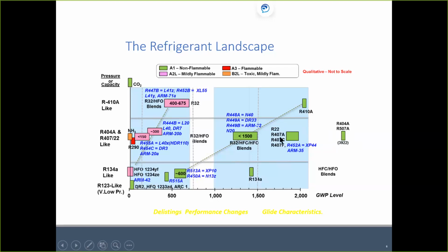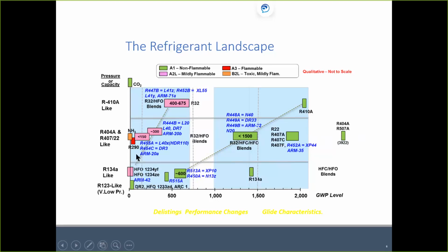This chart is not to scale. It's very qualitative. If it was to scale, this 404A would be way off the screen here, okay? So I'm going to quickly walk through this here. Again, you've got your capacities or your pressures over here. You've got 134A like to the right. This line here below is the low temperature or low pressures.